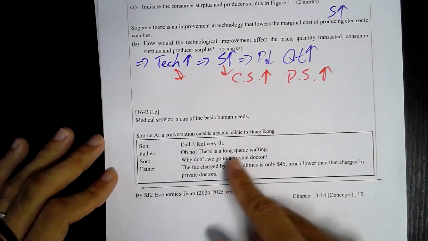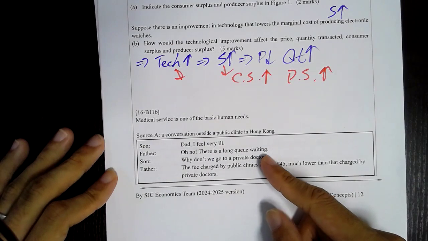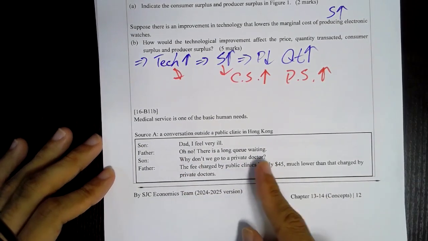Dad, I feel very ill. Okay. Oh no, there's a long queue waiting. 哎呀，死啦，排好長龍喎。Why don't we go to a private doctor?